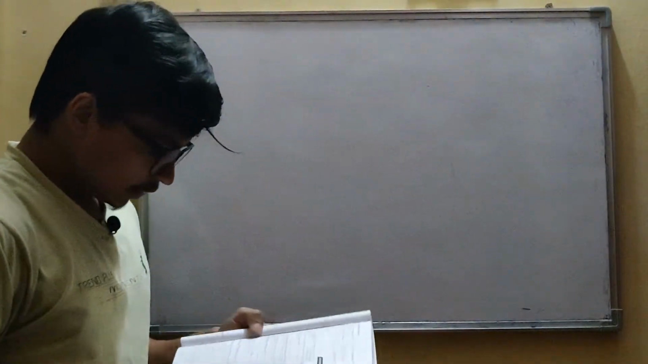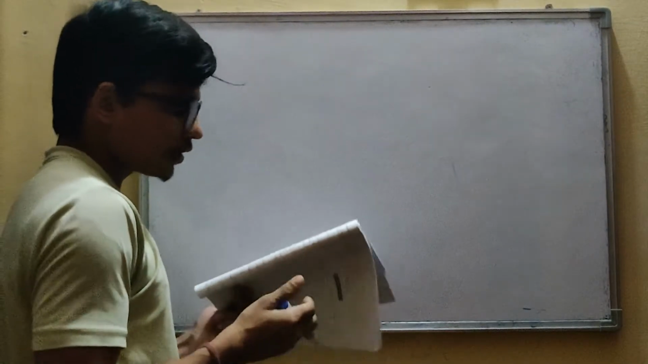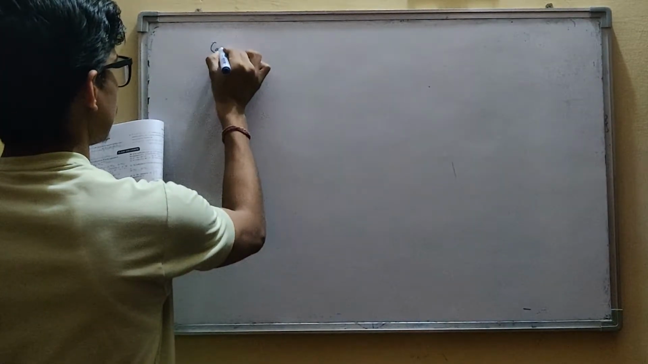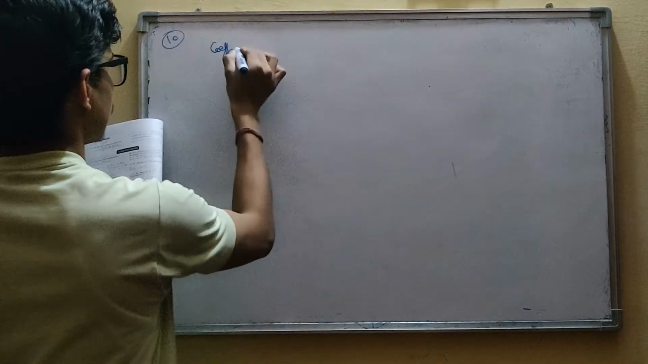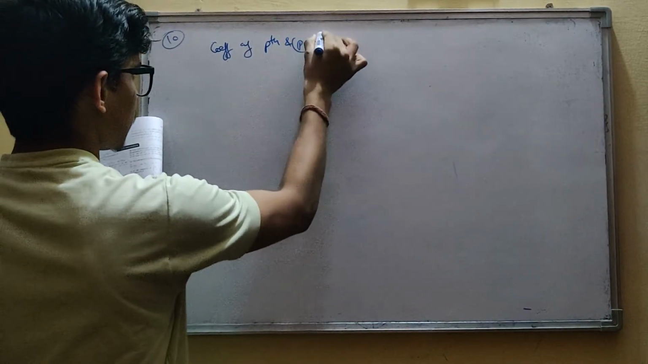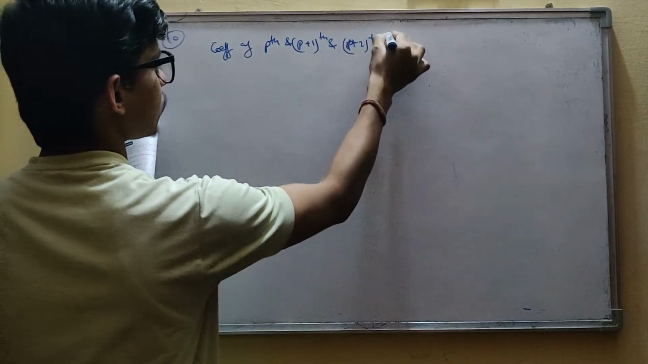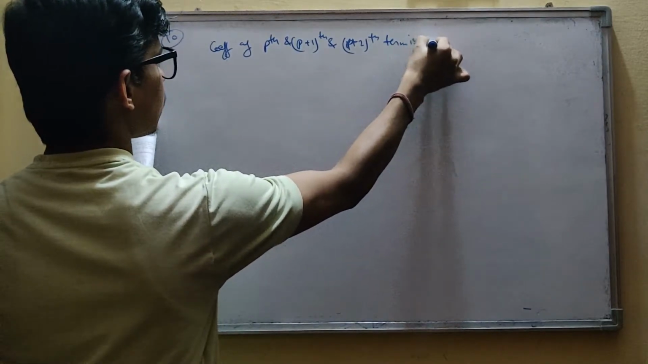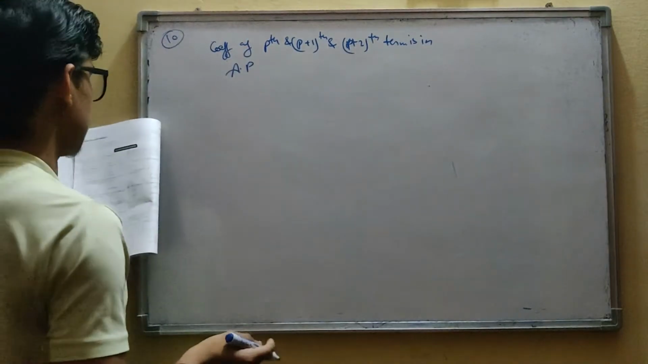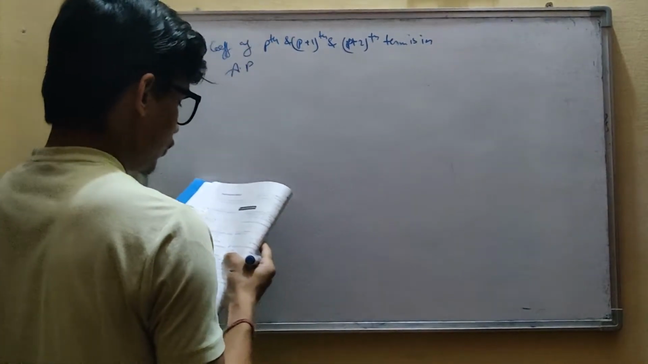So the next question is question number 10. They are saying that if the coefficients of the pth, p plus 1th and p plus 2th terms are in AP, then we have to prove something. There are some equations given in the options, and you have to check which one is true, right?